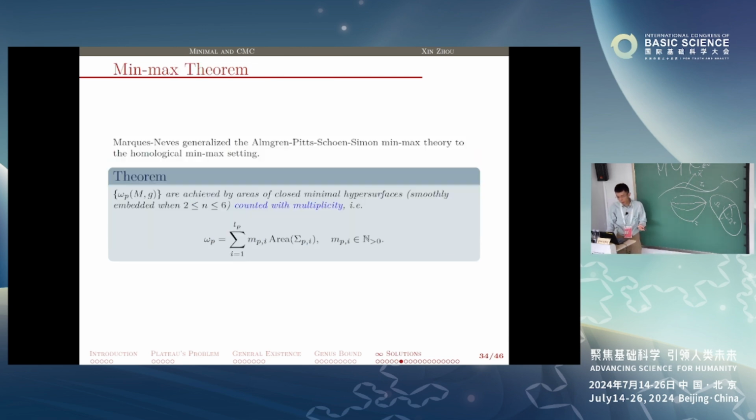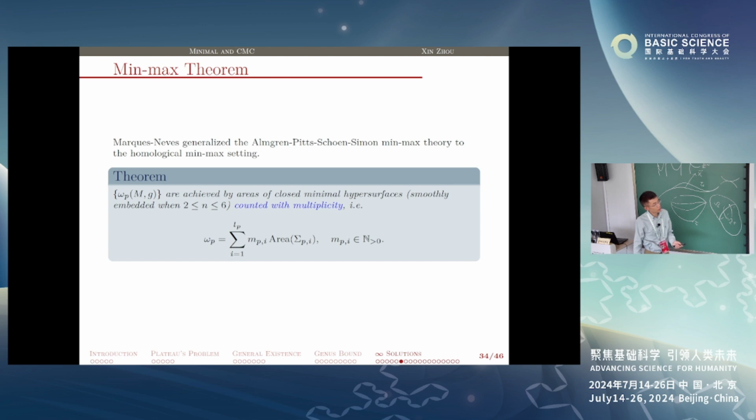And also, Marques-Neves generalized the Almgren-Pitts-Simon theory to this homological min-max setting. Previously, people only considered min-max under homotopy equivalence. And now we consider min-max under homological equivalence. This is a small improvement. They were able to show that each of the numbers is realized by the area of some closed minimal hypersurfaces counted with integer multiplicities.